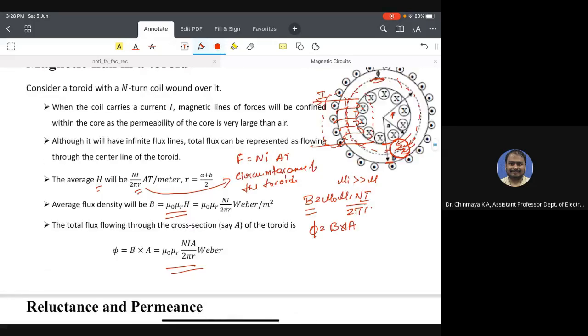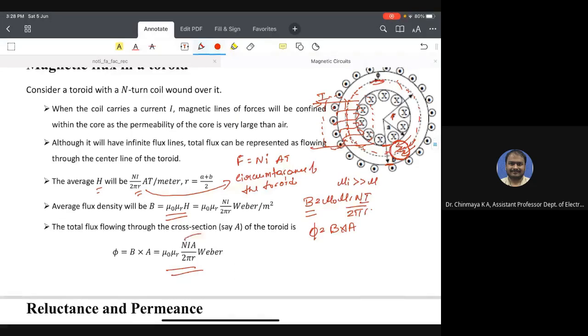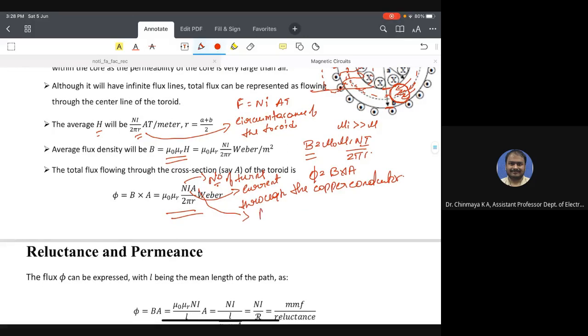As we have described, N is the number of turns, I is the current through the copper wire or copper conductor, A is the area of cross section, and r is the radius of the toroid.